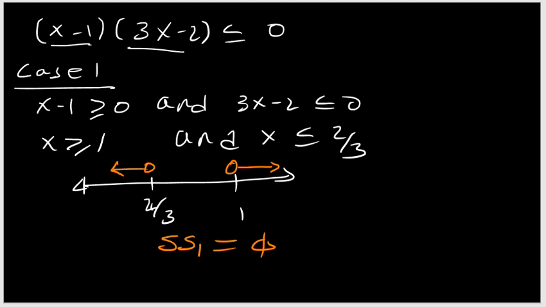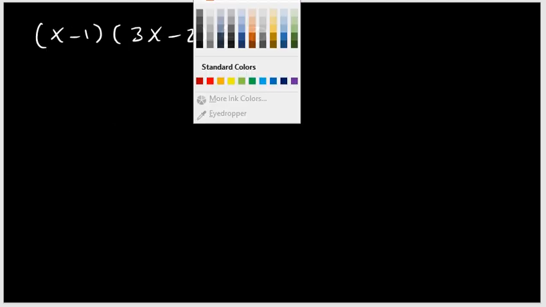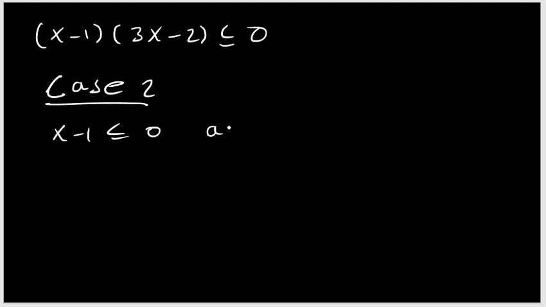Okay, now let's consider the second case. Let's go to a new page. The two factors are x − 1 and 3x − 2, and the product is ≤ 0. Since in the first case we took the first factor ≥ 0, now we have to consider the first one as ≤ 0. That means case 2: x − 1 ≤ 0 and 3x − 2 ≥ 0.